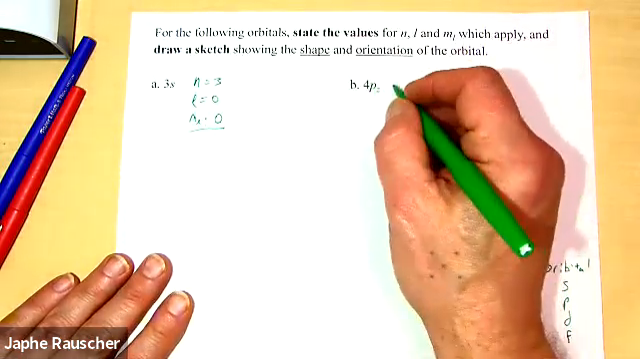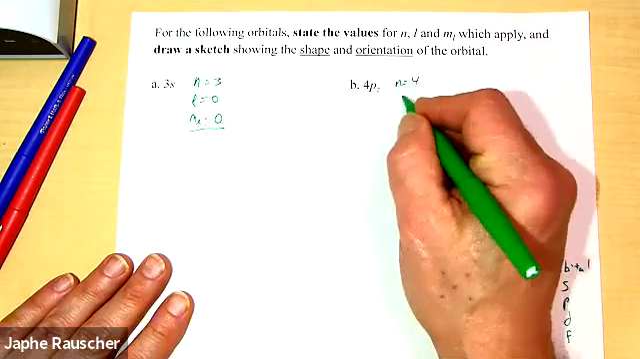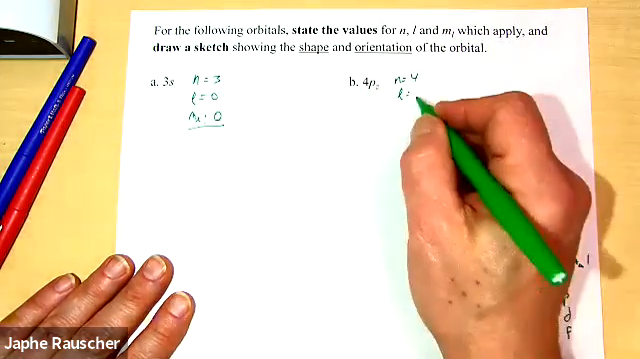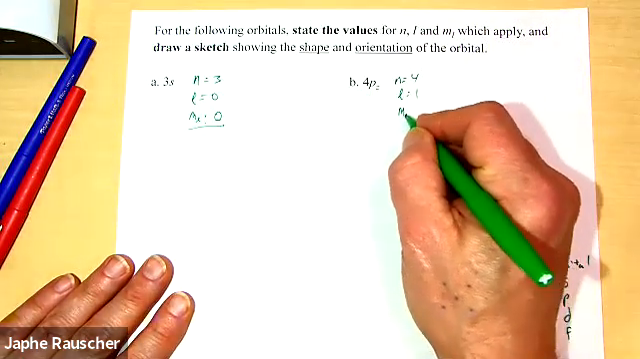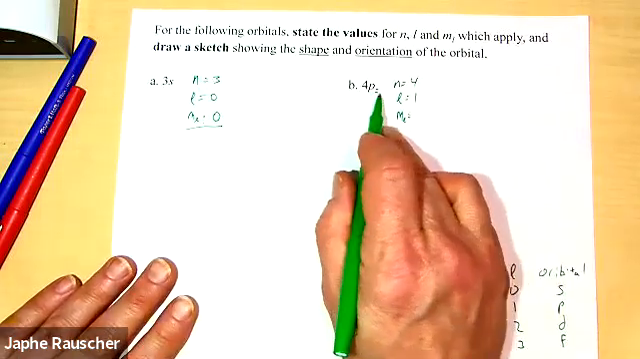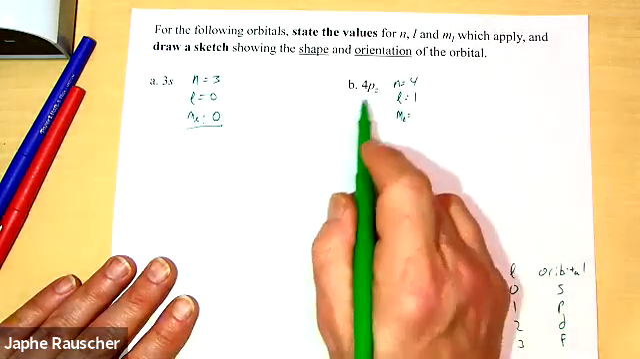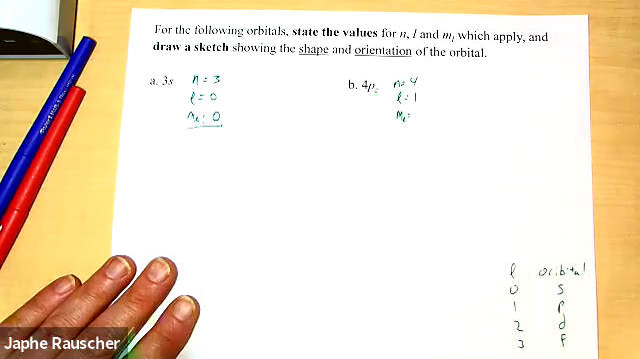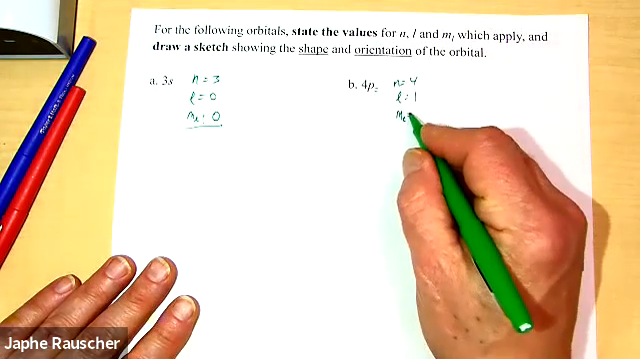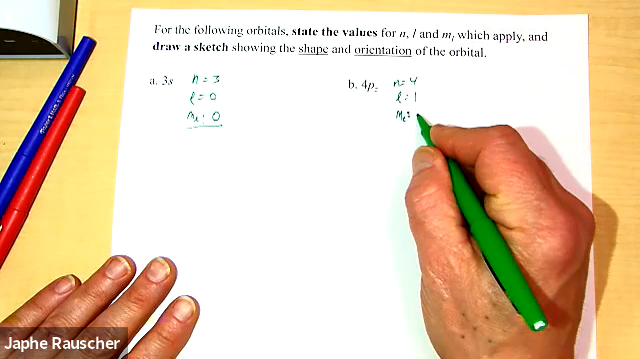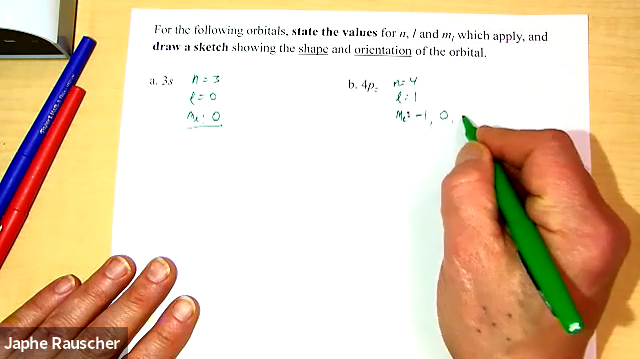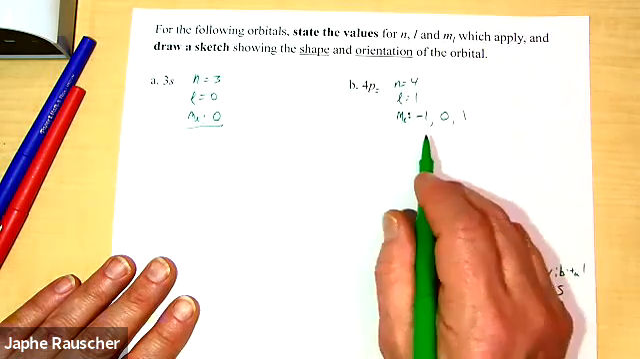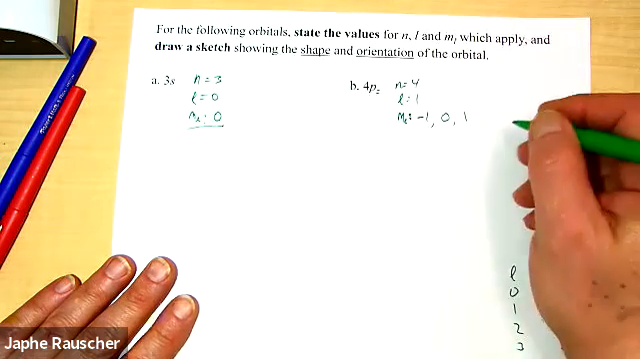Okay, let's look at this one here. Here we have N equals 4. L, since this is a P orbital, must be equal to 1. And M sub L, and this might be a little tricky for you at first, this says PZ. So we're being specific here. We're not saying just a P orbital in general. We've specified that this is a PZ orbital. And so M sub L can be either a -1, a 0, or a 1. But it can't be all three of these, obviously, because we're only talking about one particular orbital. So it's one of those three.